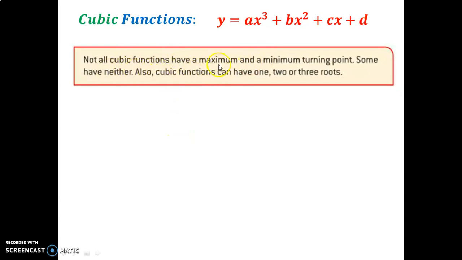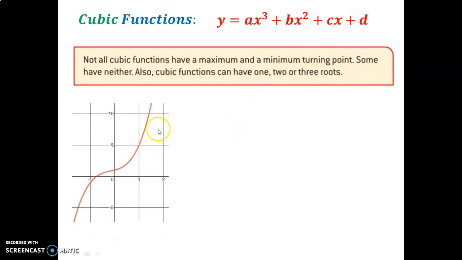Not all cubic functions have a maximum or minimum turning point, right? Some have the max and min, and some don't have it at all. Some have neither, it says. Also, cubic functions can have 1, 2, or 3 roots, and the roots again are the x-intercepts, and we saw that in our investigation there. These are key points. Make sure you know that about cubics.